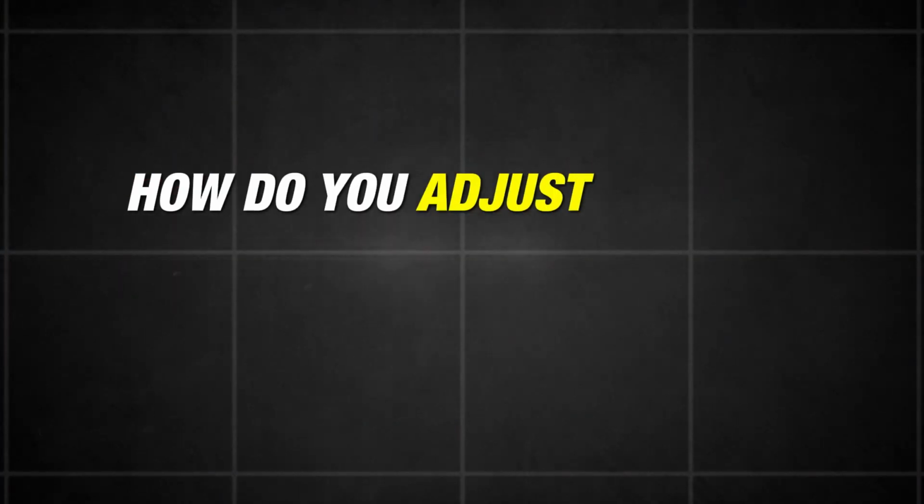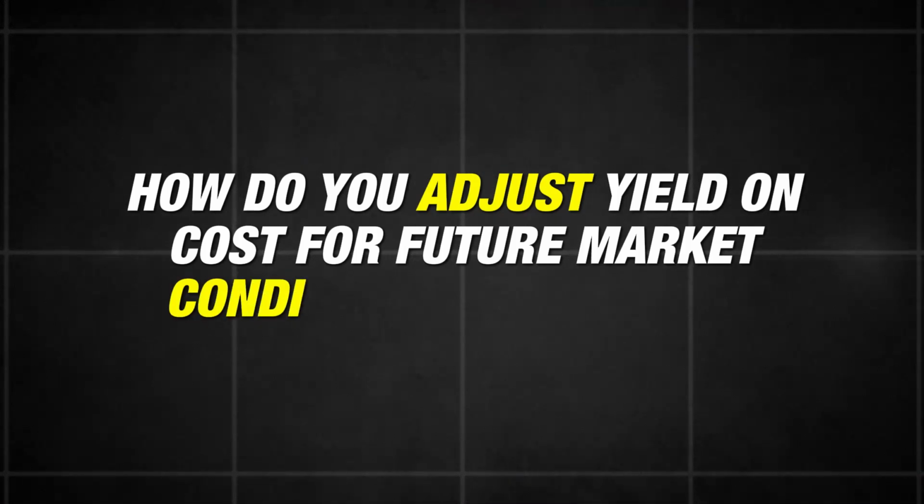Now, how do you adjust yield on cost for future market conditions or volatility? Now, you adjust for market conditions by simply adjusting the spread. If you feel there will be future volatility or you're purchasing in tertiary markets, you should consider increasing that spread.